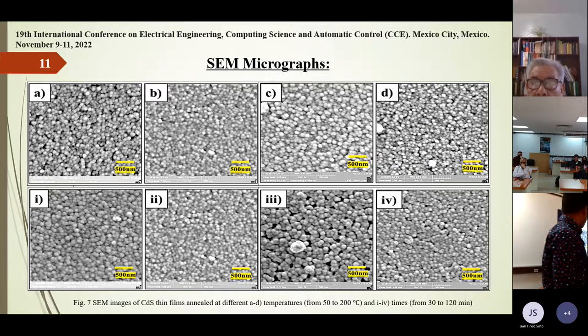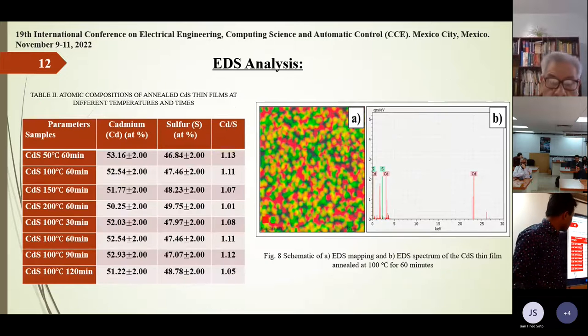These are the SEM images of the annealed samples. A to D are for different temperatures, and I to IV are different times. We have not seen too much variation between the grains, because they are all the same, which is also consistent with the grain size, found to be 50 to 100 nanometers.